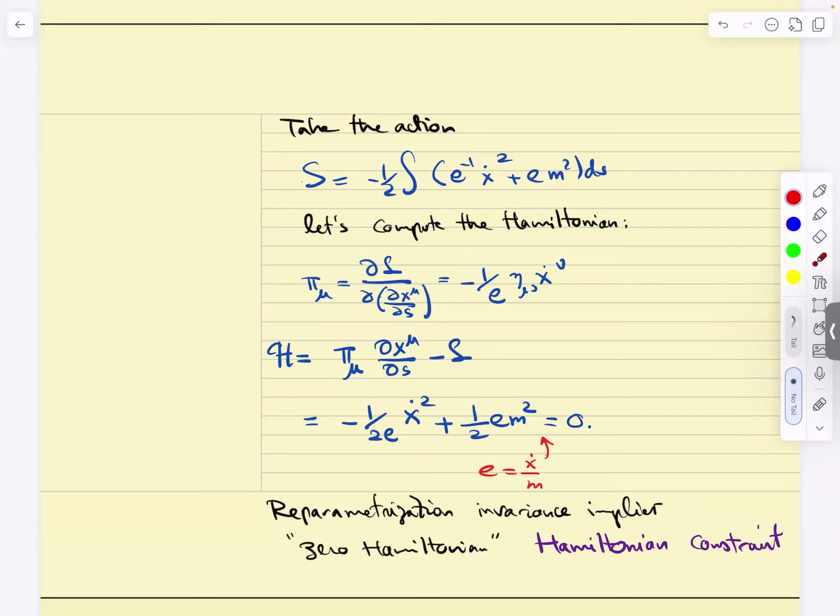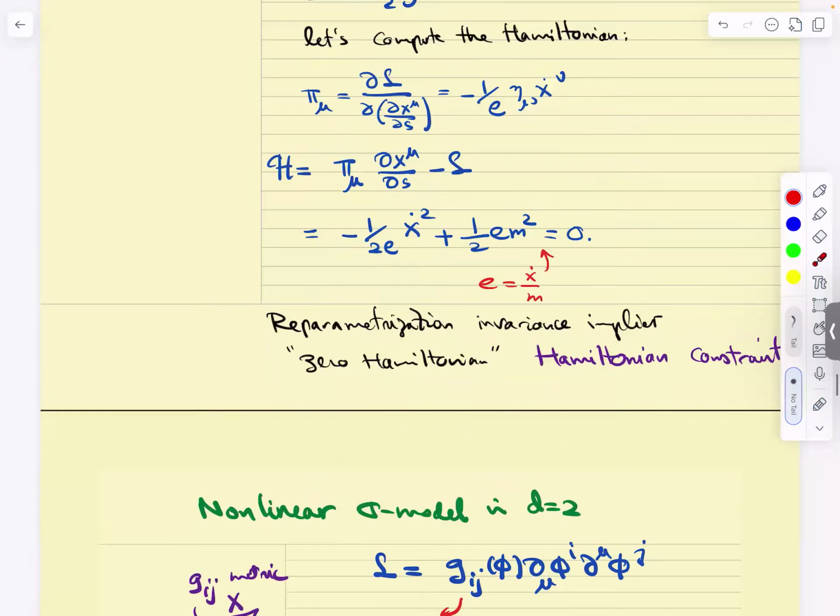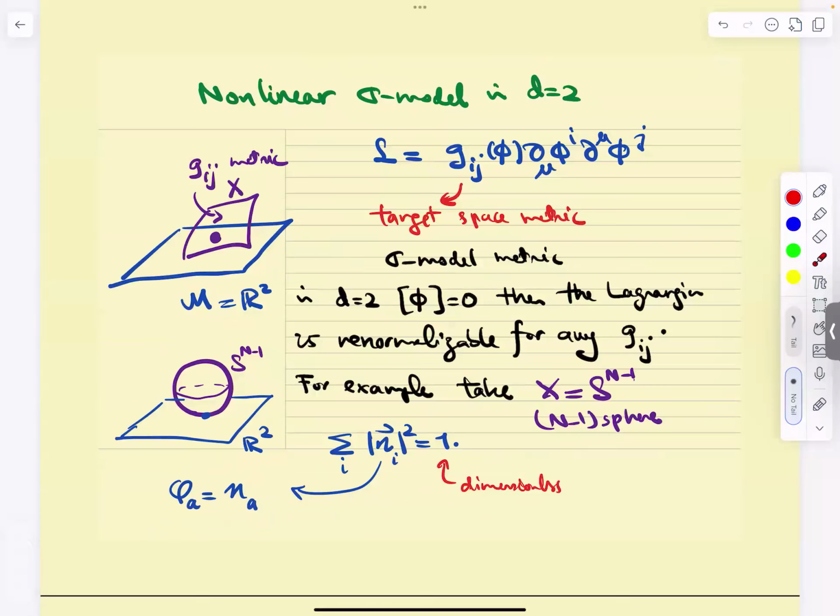But we don't want to teach string theory here. What we're going to do next is discuss examples of nonlinear sigma models in 2 dimensions. This is 2-dimensional, 1 plus 1 dimension, and X. What I mean by nonlinear sigma model is that X is a group manifold. We're going to see that. But there's a target space here, that's nice.